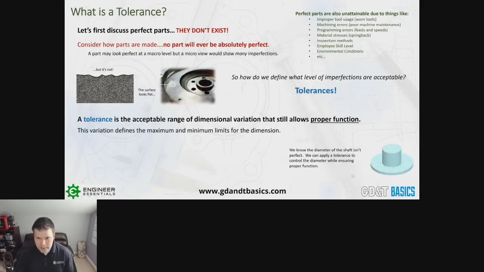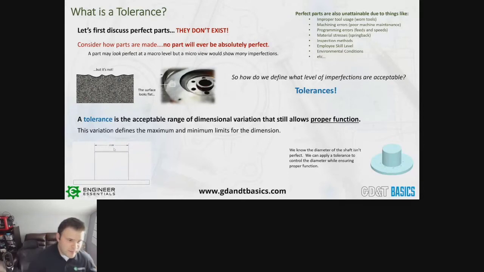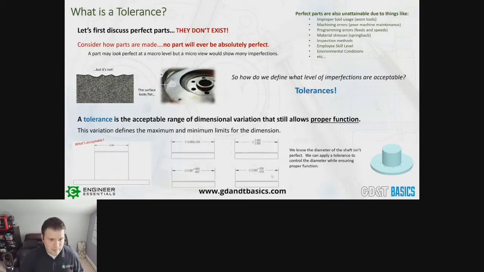So here's an example here. We know the diameter of the shaft isn't perfect. We can apply a tolerance to control a diameter while ensuring proper function. So in our 3D model, and this is an inch model here, we might say that this is 3.858 inches. But it's not going to be made that way all the time. Is this a critical journal surface that's rotating at 10,000 RPMs? Or is it just a boss that something's going to get hooked on? I don't know that by looking at the nominal dimension. I need some sort of tolerance. So we need to know what is acceptable with that.